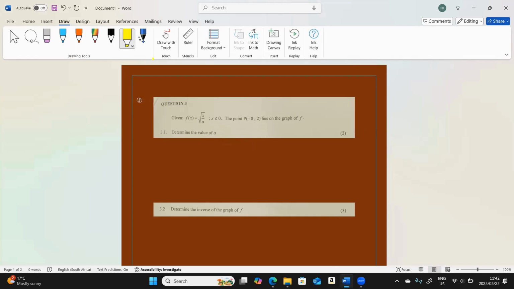Okay, so they give us the function f. They say that f(x) equals the square root of x over a. So f(x), that's my function notation, equals the square root of x over a. Now we stop over there, guys. We have to take this step by step.